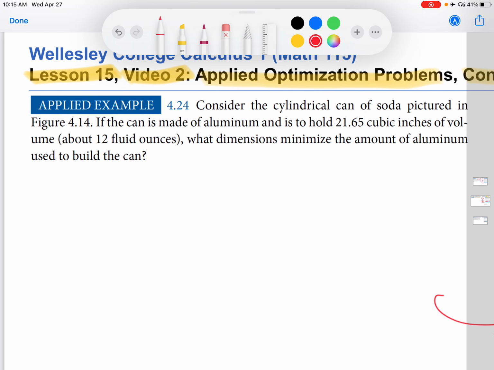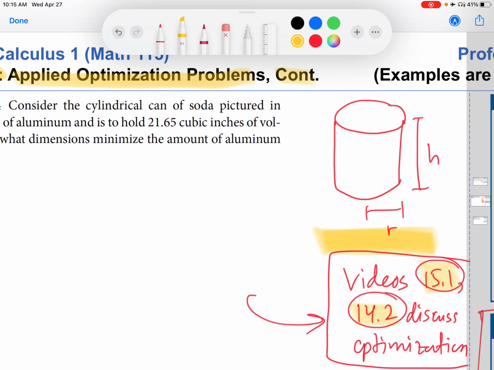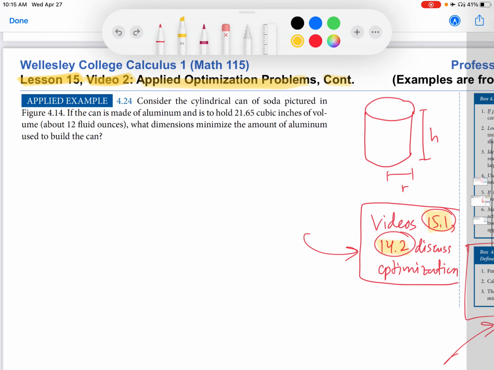So it says, consider the cylindrical can of soda pictured in figure 4.14. So that's actually this diagram that I drew in here. It says, if the can is made of aluminum and is to hold 21.6 cubic inches of volume, about 12 fluid ounces, what dimensions minimize the amount of aluminum used to build the can?